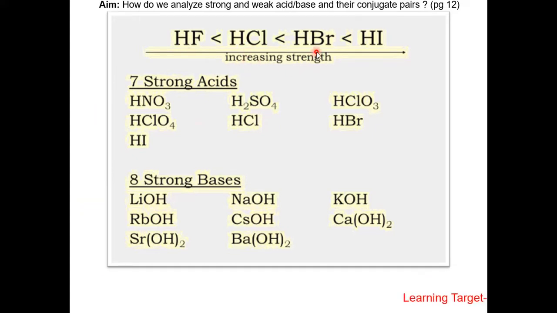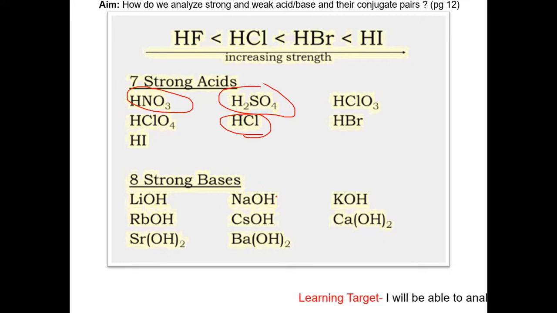Out of these 4 binary acids, only HF is a weak acid. The other 3 are strong acids. On the Regents, they commonly ask hydrochloric acid, sulfuric acid, and nitric acid. For strong bases, these typically are ionic compounds with hydroxide that is soluble.